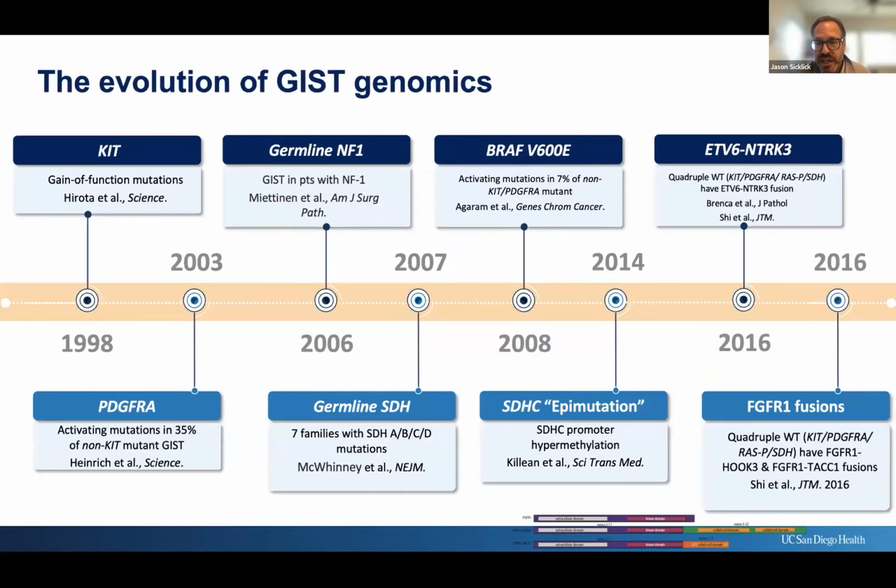And then the last gene is the FGFR, or fibroblast growth factor receptor genes. And again, it's another gene fusion subtype that can be targeted with FGFR inhibitors.